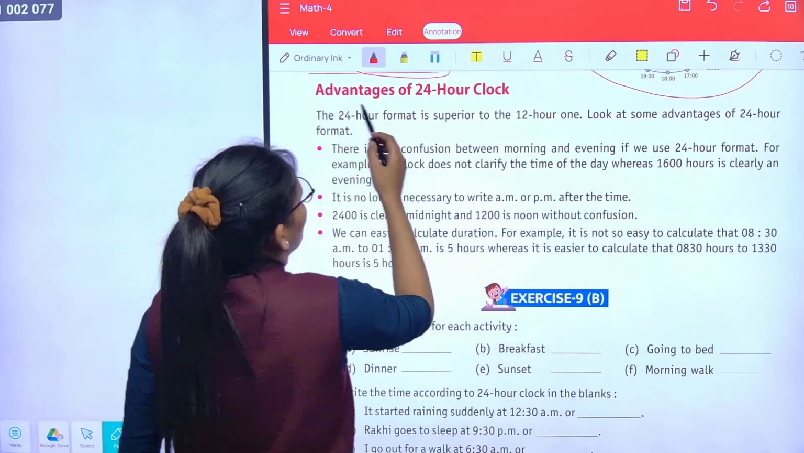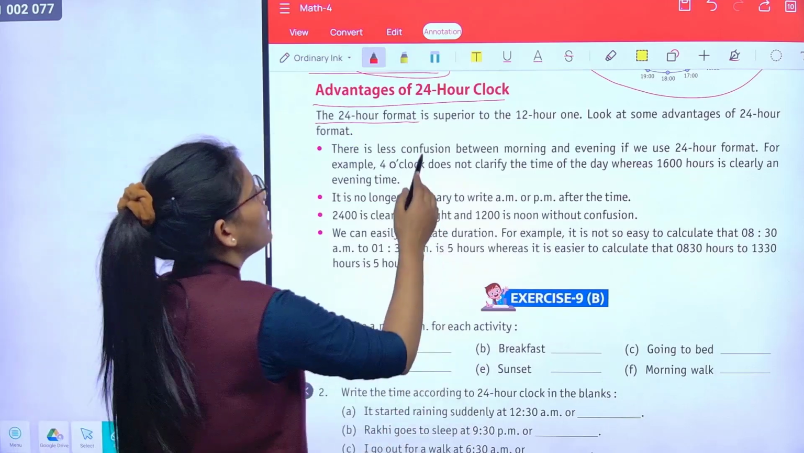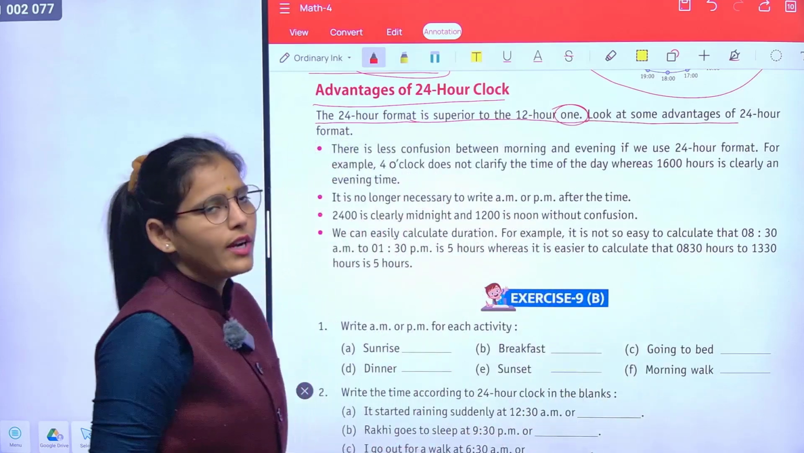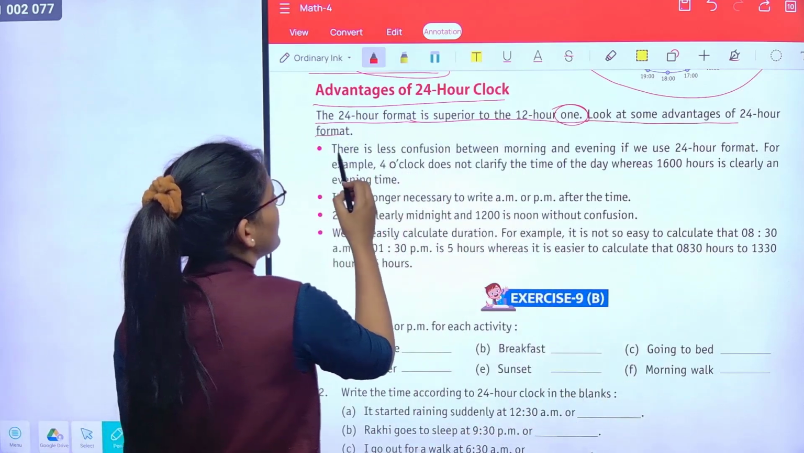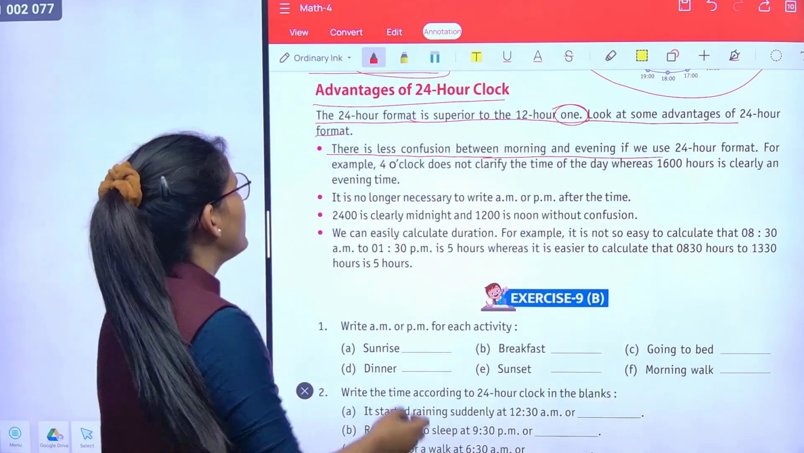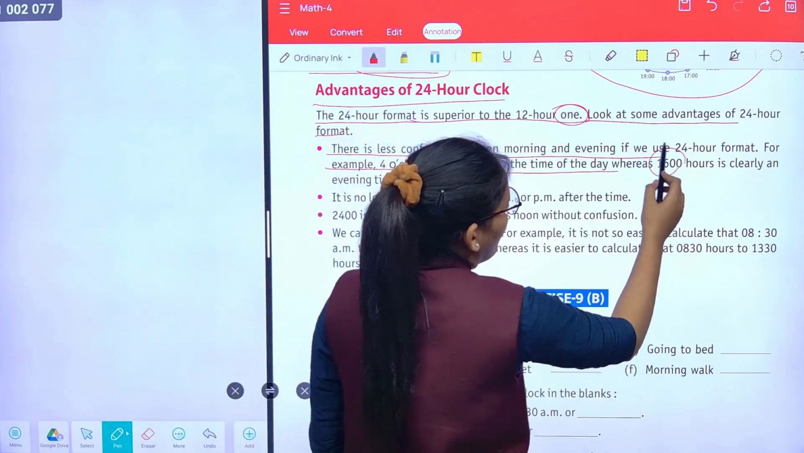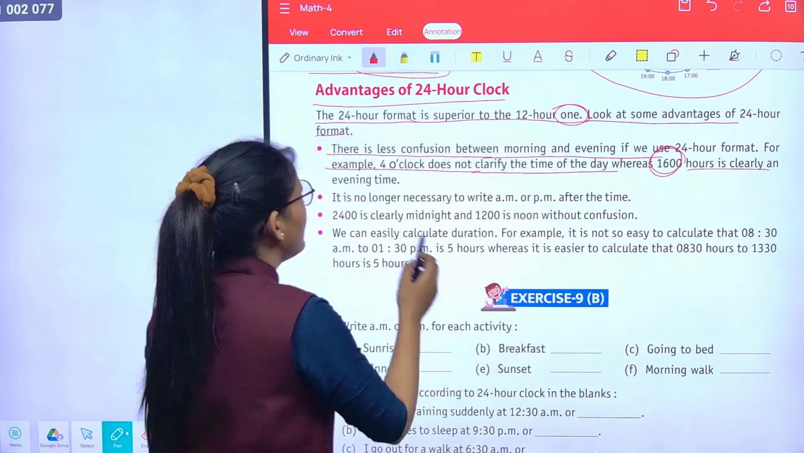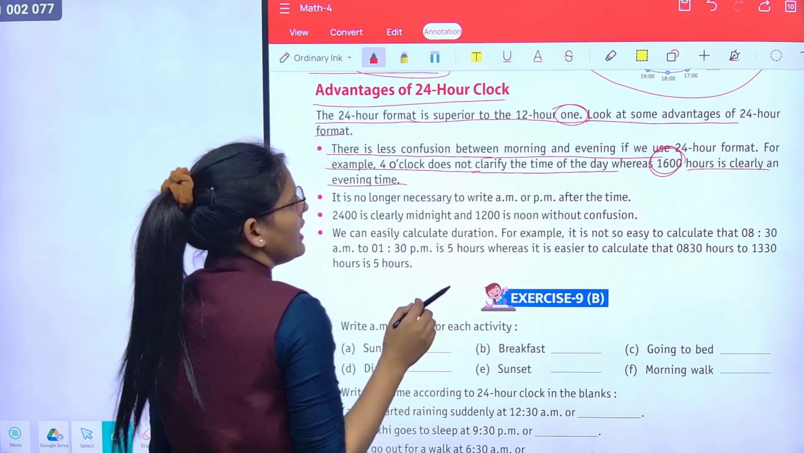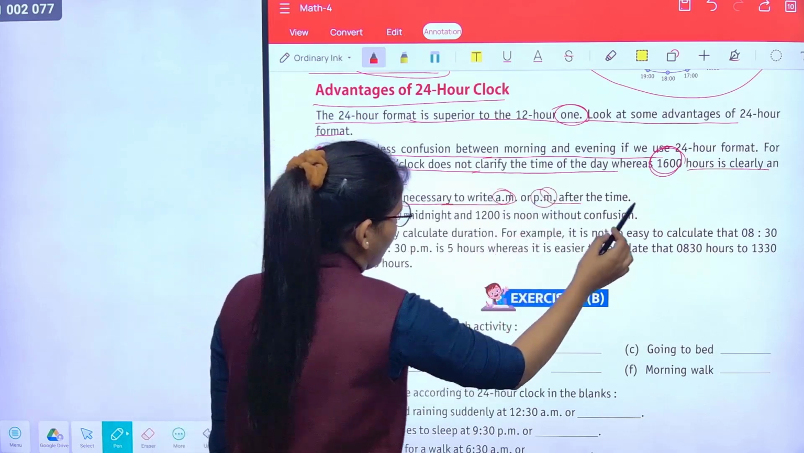Now, advantages of 24-hour clock. The 24-hour format is superior to the 12-hour one. Look at some advantages of the 24-hour format. Now there is less confusion between morning and evening. If we use 24-hour format, for example, 4 o'clock does not clarify the time of the day, whereas 1600 hours is clearly an evening time. It is no longer necessary to write AM or PM after the time.